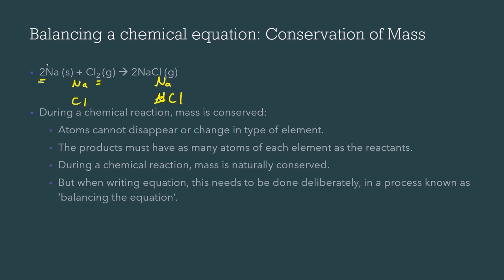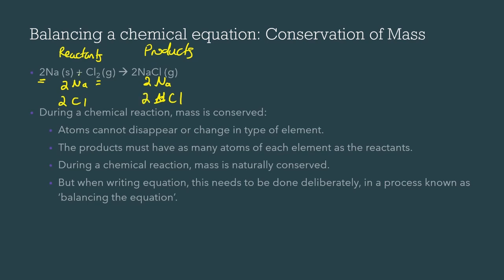So we have a coefficient of 2 for sodium. That tells us we have 2 sodium atoms on the side of the reactants. And we have 2 NaCl. That means we have 2 sodium on the side of the products. For chlorine, we have Cl subscript 2. So this is a molecule of chlorine consisting of 2 atoms. Whereas on the side of the products, we have 2 NaCl. So we also have 2 chlorine atoms.